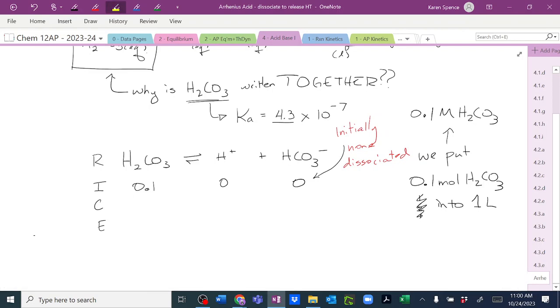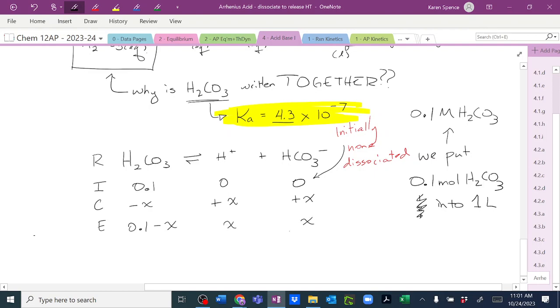We know the Ka value, so we know the K value. Oh, plus minus, what are we plussing? We're plussing X because we don't know how much, right? And what are we doing on the reactant side? Minus X because that's dissociating. Okay, so we have 0.1 minus X, and we have X, and we have X. Is that good? Okay.